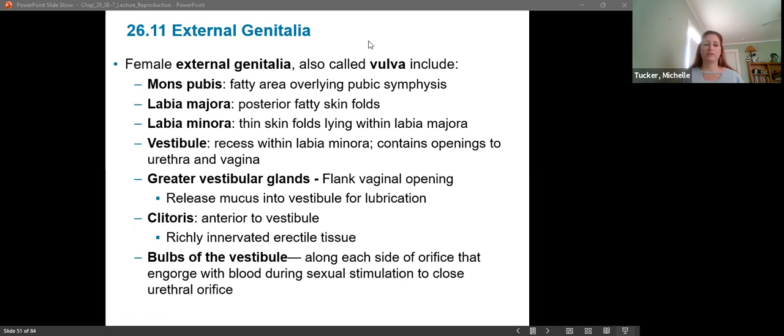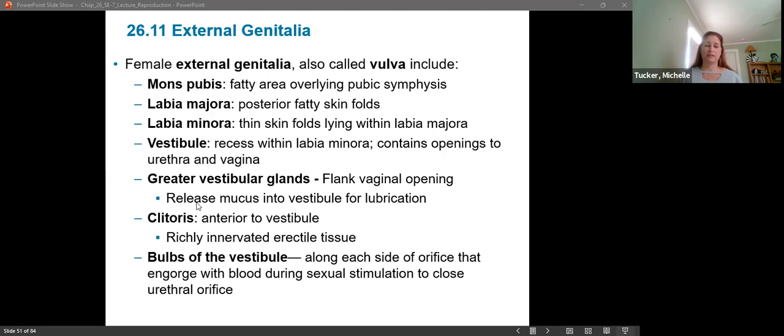For external genitalia, it's collectively also called the vulva. It is going to consist of the mons pubis, a fatty area overlying the pubic symphysis, labia majora, posterior fatty skin folds, labia minora, thin skin folds lying within the labia majora, the vestibule, which contains the openings to both the urethra and the vagina, the greater vestibular glands. These are going to release mucus into the vestibule.